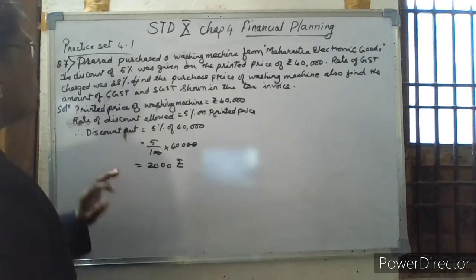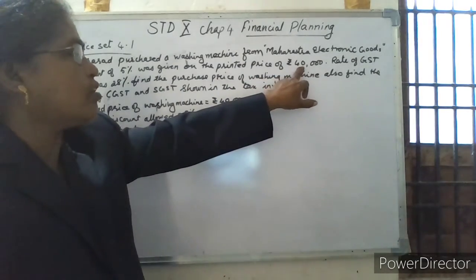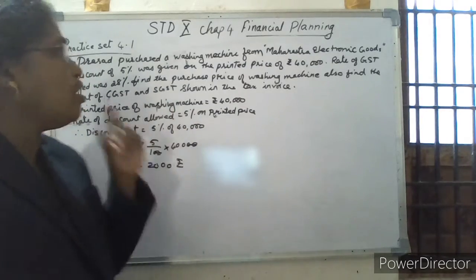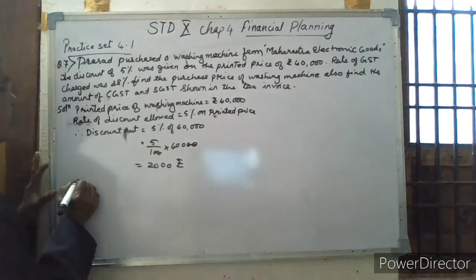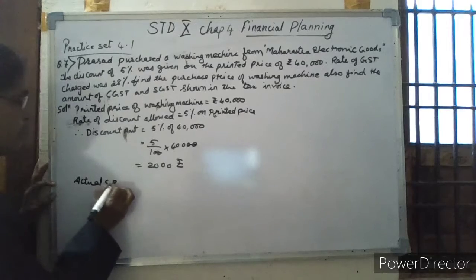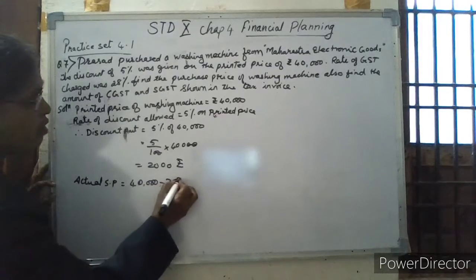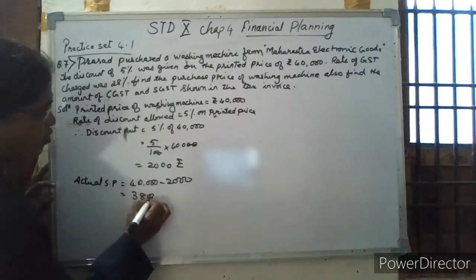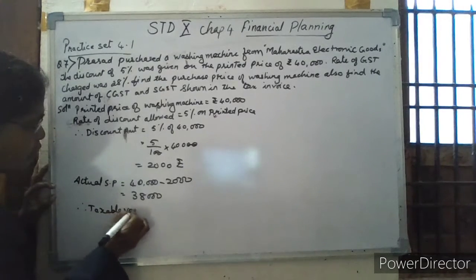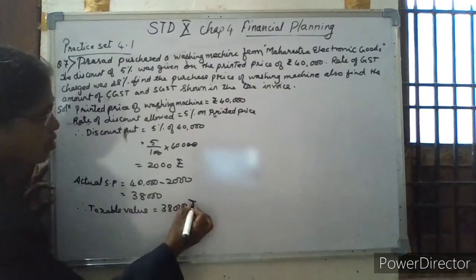So after allowing discount, from this 2,000 is deducted, and the remaining amount becomes the taxable value. So the actual sales price is equal to 40,000 printed price minus discount 2,000, that is equal to 38,000. Therefore, taxable value is equal to 38,000 rupees. This is the taxable value.